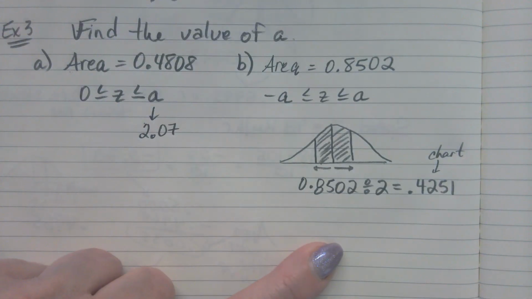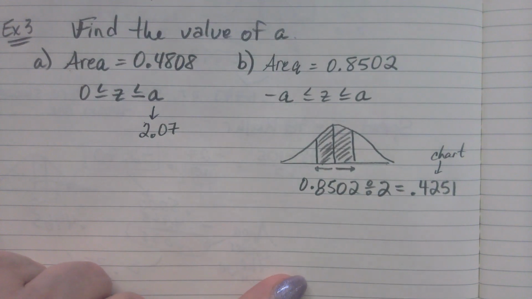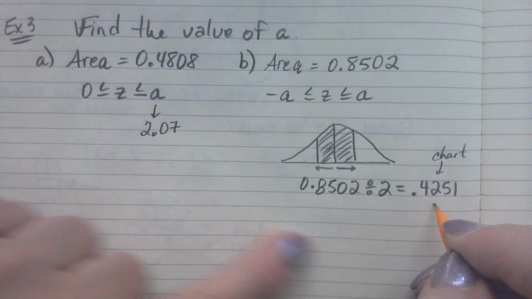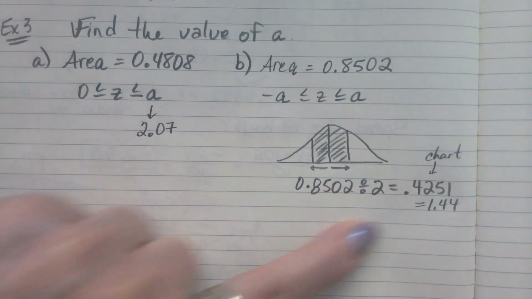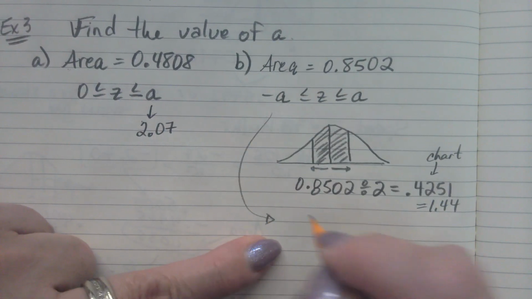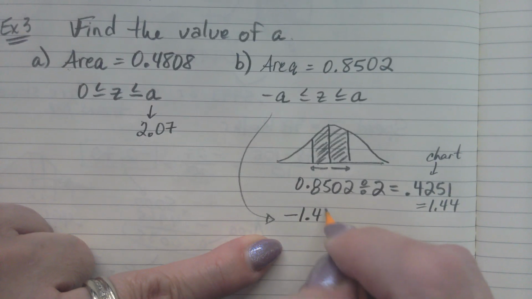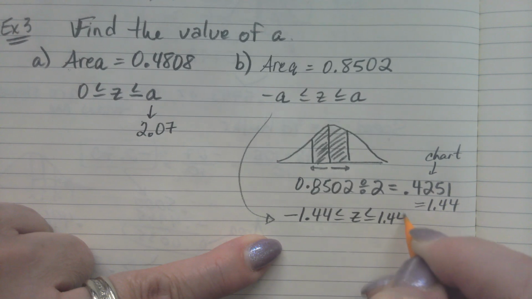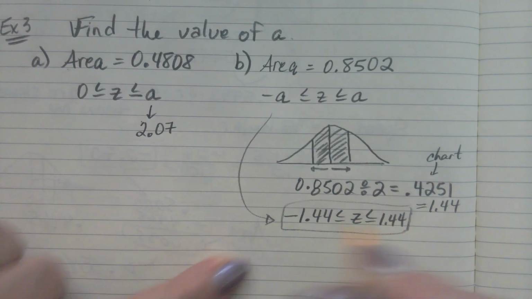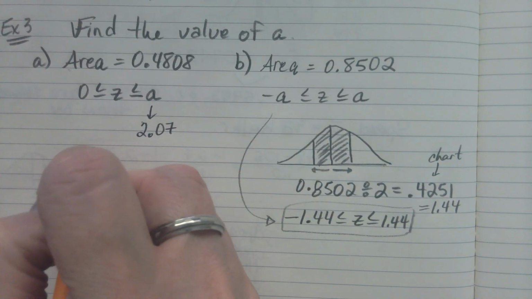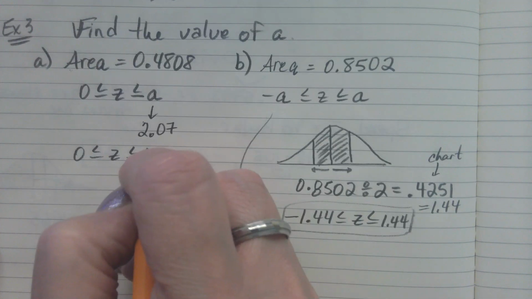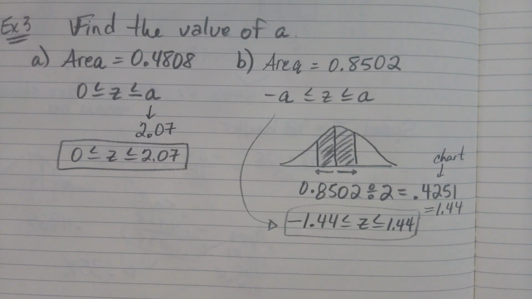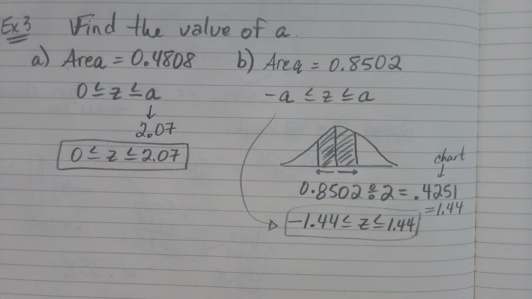And what is it? 1.44? So then I'm going to go back and write that in. So this is equal to 1.44. And now I'm going to rewrite it: negative 1.44 to positive 1.44. I should do that over here too: 0 Z to 2.07. And that's finding my value of A.